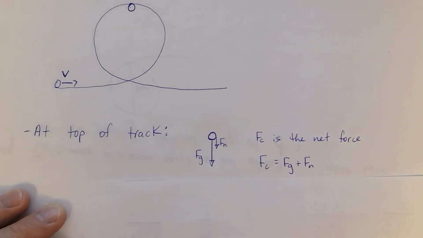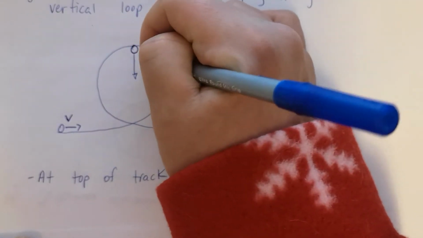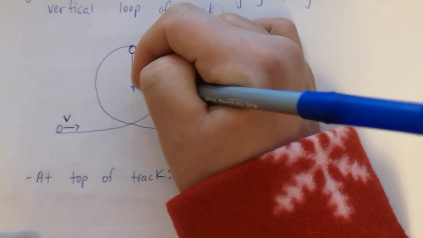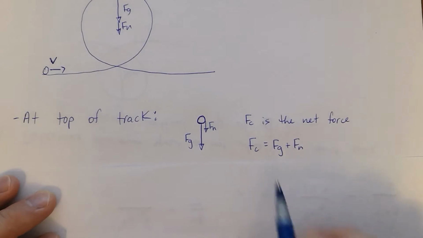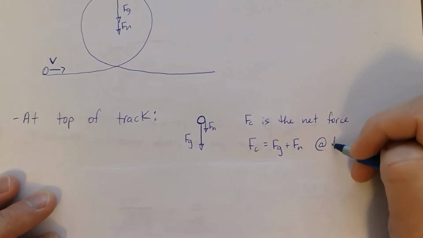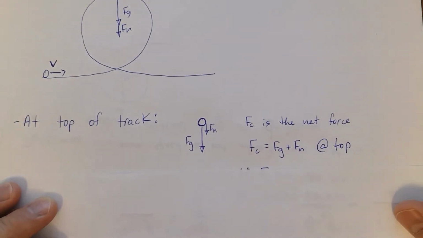And remember, centripetal force is directed toward the center of the circle. And both of these, gravity and the normal force, are toward the center of the circle at the top of the track. Okay? So at the top of the track, the centripetal force is going to equal the gravitational force plus the normal force.